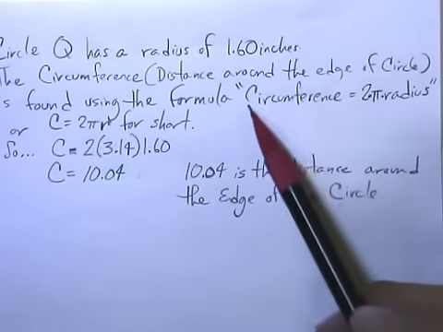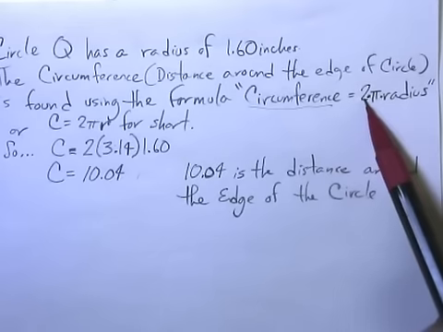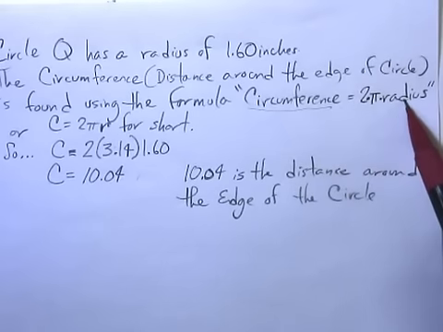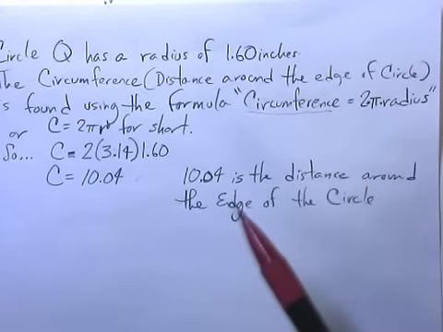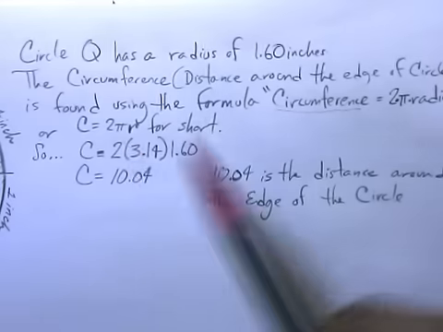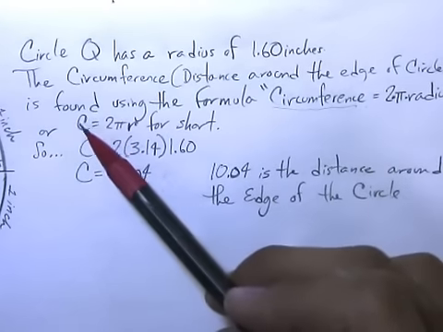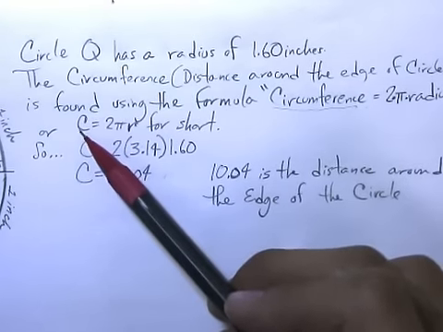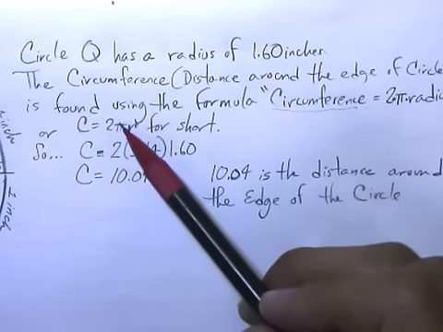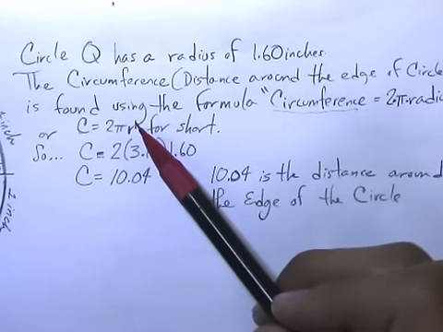Well, the circumference of a circle is equal to 2 times pi times the radius. And you'll see this formula on your reference sheet a lot of times, and it'll just say C is equal to 2 pi r for short. C stands for the circumference, and the circumference is equal to 2 times pi times the radius of the circle.